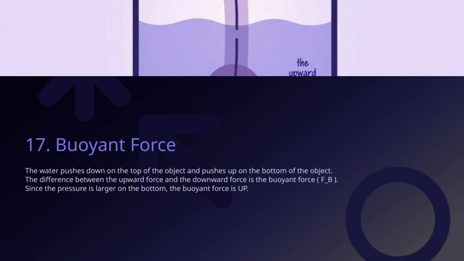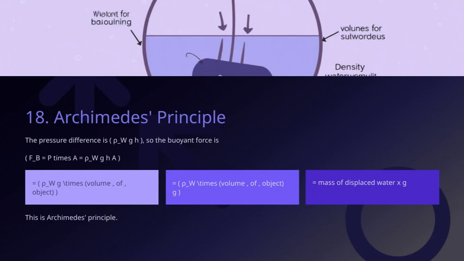The greater the difference in pressure, the stronger the buoyant force, which helps objects stay afloat. This concept ties back to the overall theme of how fluids exert forces and influence the behavior of objects immersed in them. Let's break down Archimedes' principle. The buoyant force, or the upward force exerted by the fluid, can be understood as the mass of displaced water multiplied by gravity. In other words, it's the weight of the water that the object pushes aside when submerged.